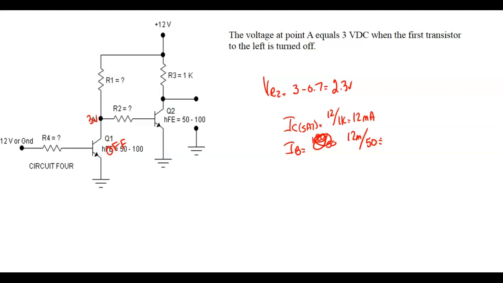240 microamps. Right, you okay? That's okay, no big deal. I just say that to scratch out, not be able to raise. So R2 is going to need to drop 2.3 volts at 240 microamps.